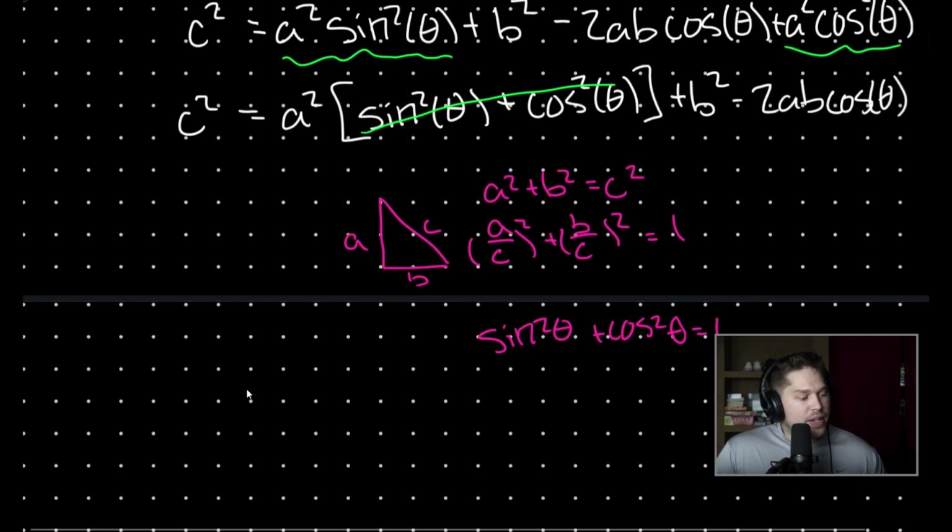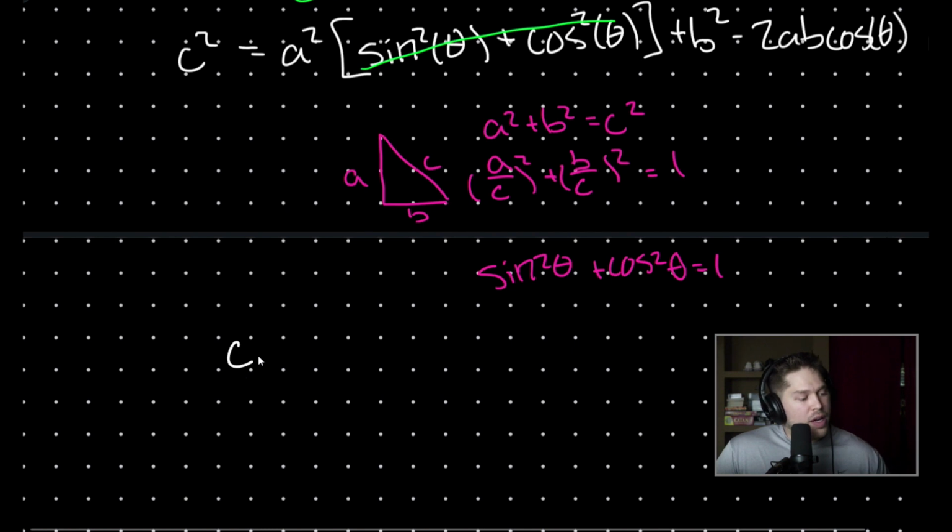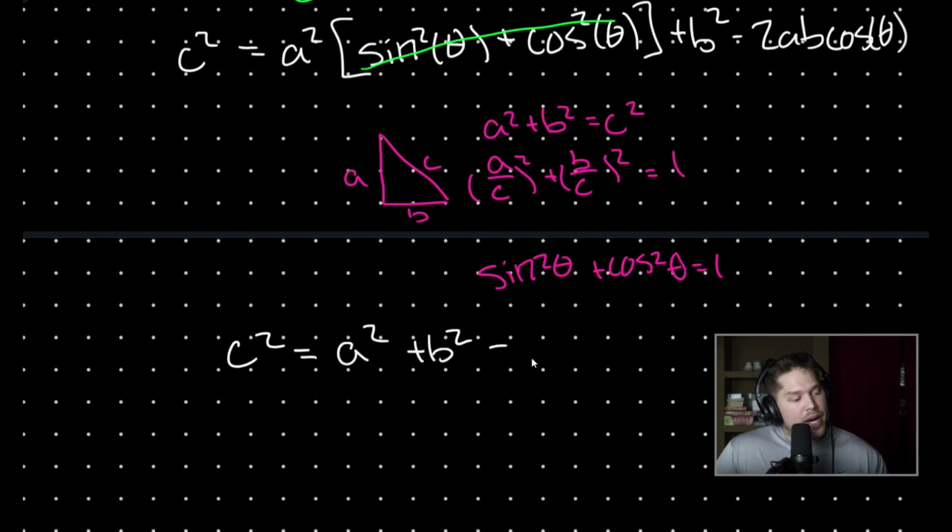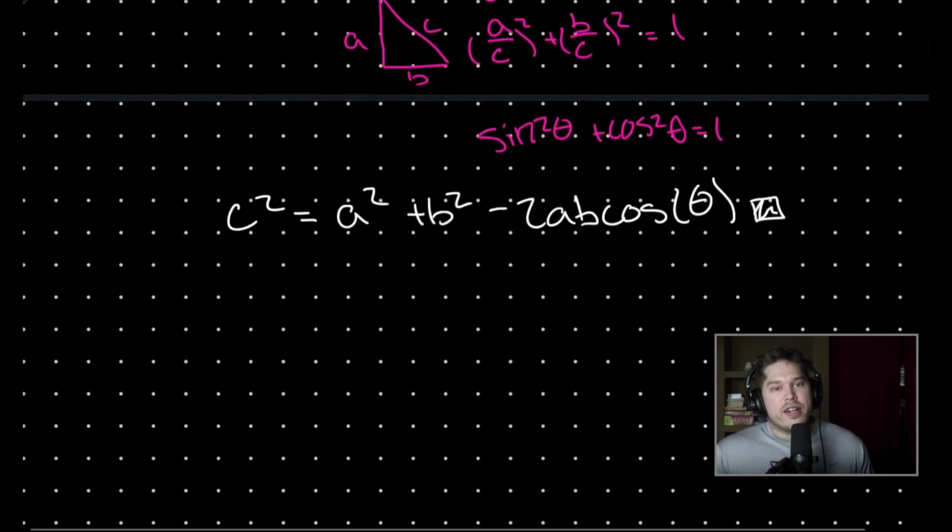So it all cancels out, and we are left with what we're searching for. The law of cosines, c squared equals a squared plus b squared minus 2ab cosine of theta. So there is our proof.